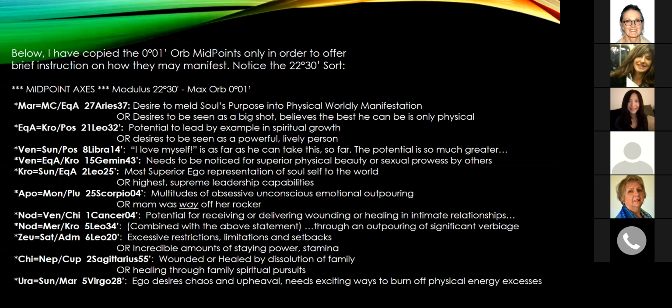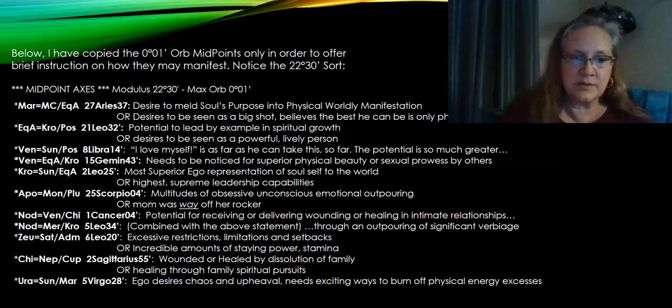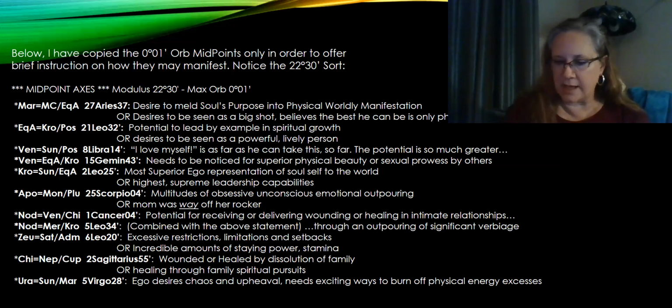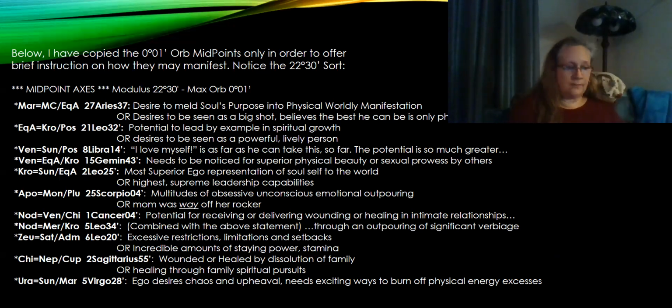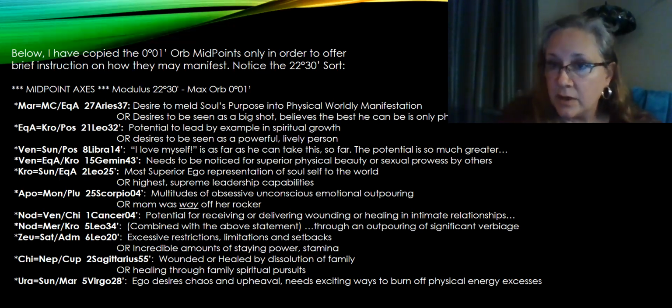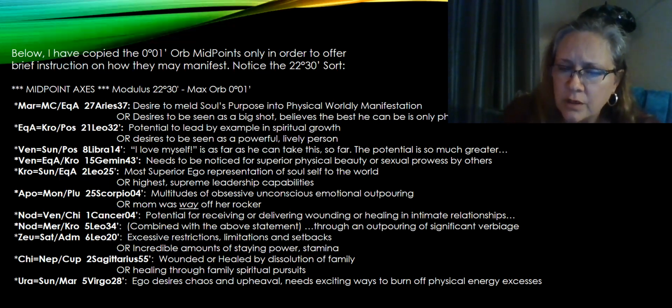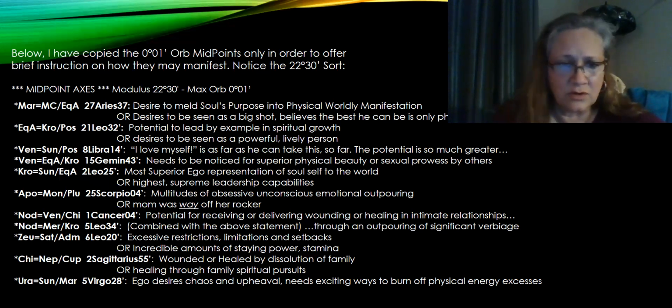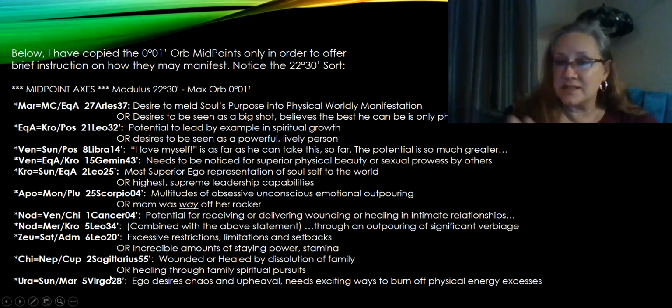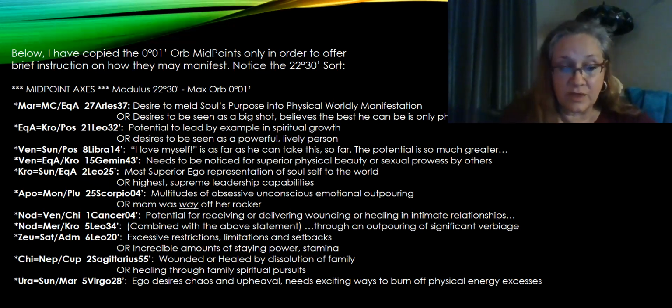So the next one that I have listed here is Zeus equaling Saturn and Admetos, the Saturn Admetos midpoint at 6 Leo being excessive restrictions, limitations, and setbacks, or incredible amounts of stamina and staying power. And I would say he's currently expressing the stamina, because he works very hard at work and always wanted to pitch in and work hard, and then he goes home and he works out. So, you know, that kind of thing. At least that's what he says. He looks like it too, so that's what I get.